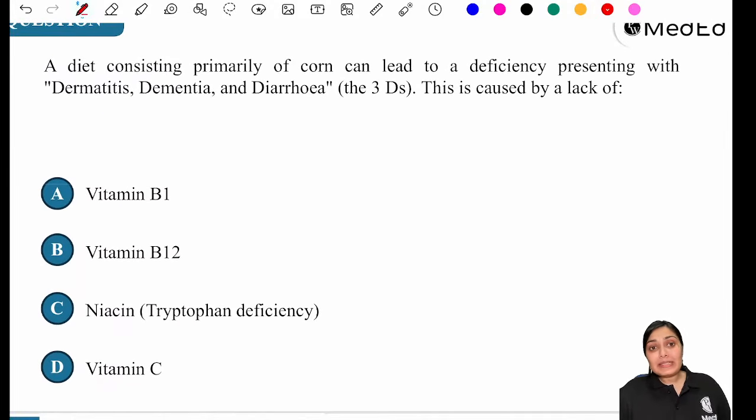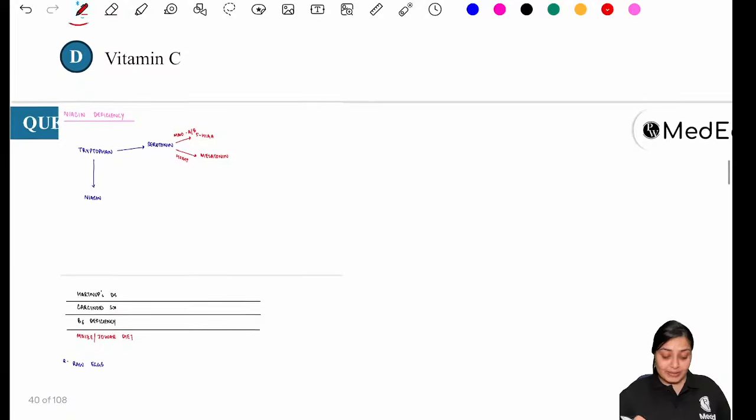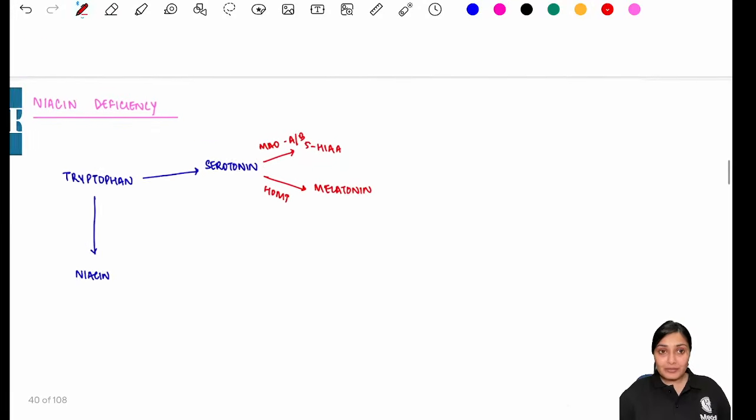A diet consisting primarily of corn, that is maize, can lead to the deficiency that presents with dermatitis, dementia, and diarrhea. The 3 Ds. This is caused by lack of which of the vitamin? Vitamin B1, B12, B3, that is niacin or tryptophan deficiency, and vitamin C. What do you think is the correct answer over here? The typical presentation, intake of corn, 3 Ds, this is nothing but pellagra, that is caused by niacin deficiency. So niacin deficiency is something which is very important for your exam. Let's learn about this niacin deficiency in a bit.